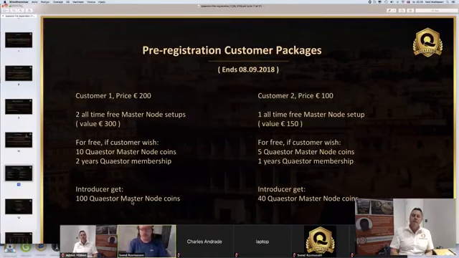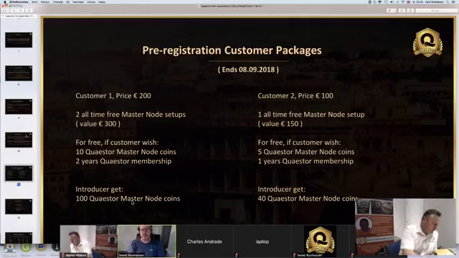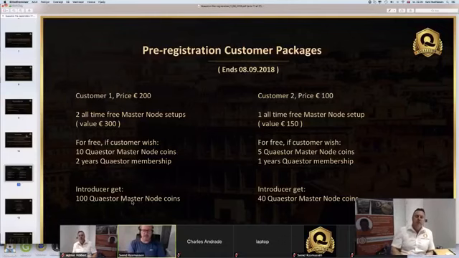So how can you become a part of this? How can you buy in on those masternode setups? There are two ways. Customer package 1 costs 200 euro. Customer package 2 costs 100 euro. If you buy the 200 euro package, you will get 2 all-time free masternode setups. That has a value of 300 euro. You will get 2 years of membership. That has a value of 200 euro. So you're actually getting 500 euro in value, but you only pay 200.